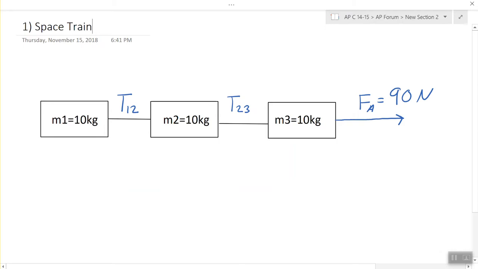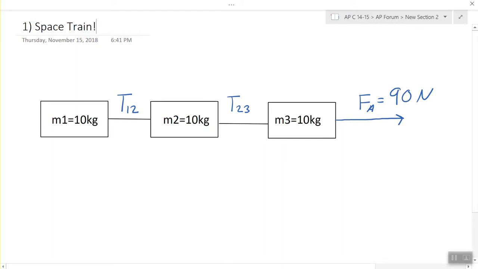Now, you could teach using 3 blocks on a frictionless surface tied by massless rope, and that's fine, but it's more fun to take a space train. By space train, I just mean it's isolated, not necessarily that it's in space. So let's say you have 3 10-kilogram blocks tied together with a 90 Newton force pulling the front of the train. What's the acceleration going to be? What are the 2 tensions going to be?